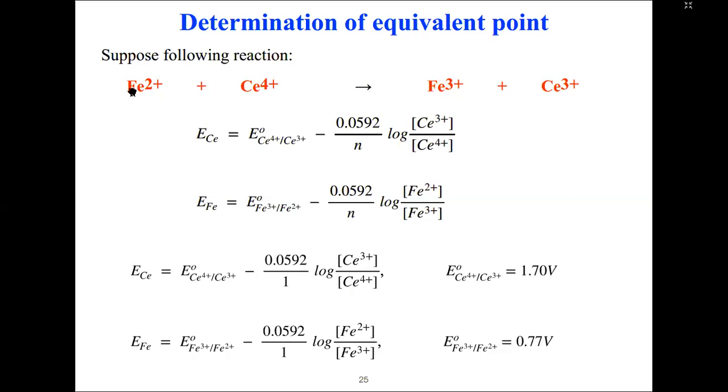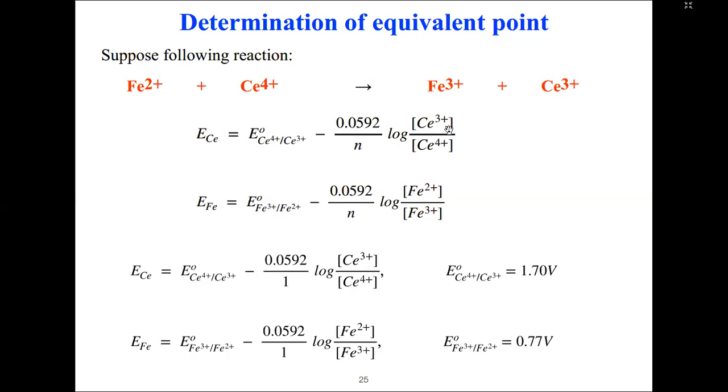Okay, so this is the given reaction. Now we can predict where the equivalent point of this reaction will occur. This is just an example; you can predict the equivalent point for any given reaction. So this is the Nernst equation for cerium, and this is the Nernst equation for iron. Remember, both of them are reduction potentials. Now the value of n for cerium is 1, and for iron it is also 1.